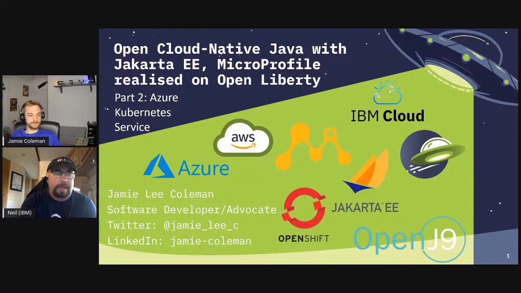I'll be your host today, but I am very pleased to have with me Jamie Coleman, who is going to be taking us through the second in a series we're doing on Open Cloud Native Java with Jakarta EE, MicroProfile, and realized on Open Liberty. Today we're going to be looking at this combination and putting applications together on Azure as the cloud platform. And of course, we're using the Azure Kubernetes Service to do this work.